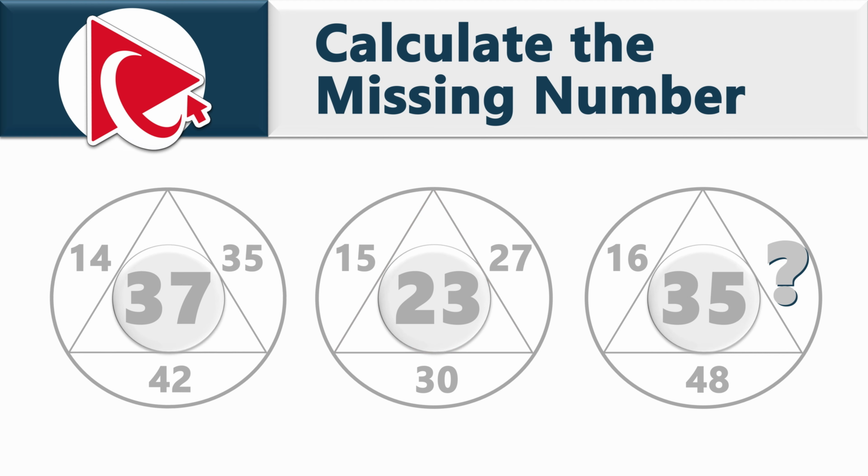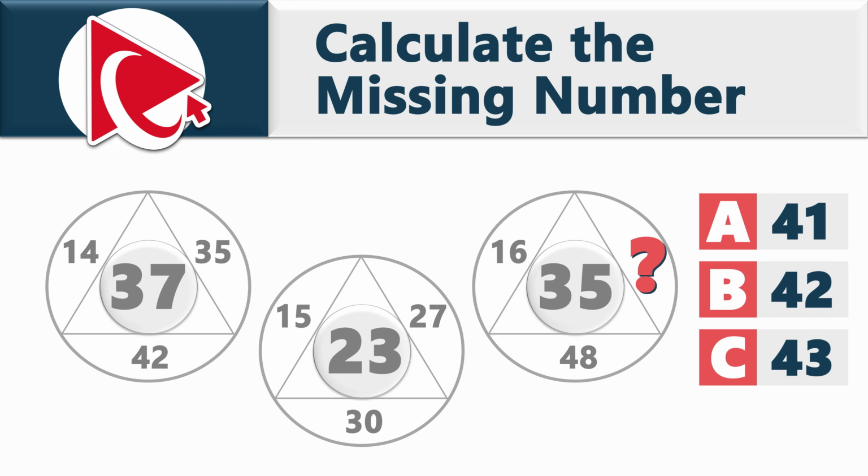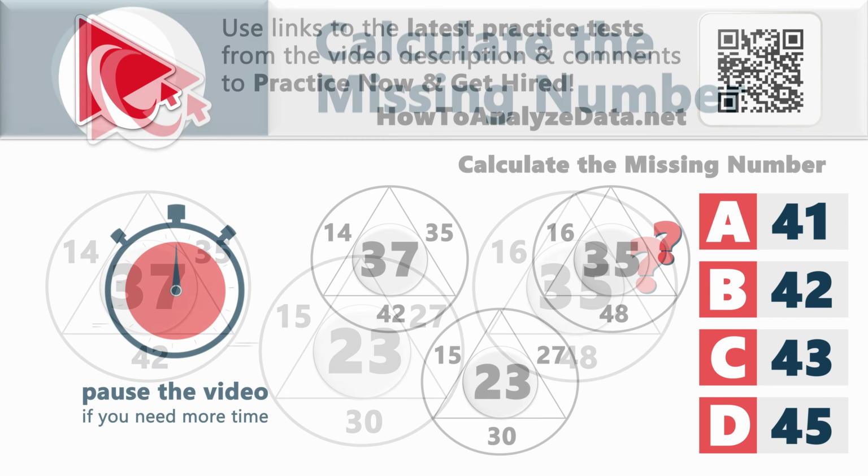First shape has numbers 14, 42, 35, and then number 37 in the middle. Second shape has numbers 15, 30, and 27, and then number 23 in the middle. Third shape has number 35 in the middle, and then numbers 16, 48, and then comes the missing number, which you need to calculate and select out of 4 possible choices. Choice A, 41, choice B, 42, choice C, 43, and last but not least, choice D, 45.